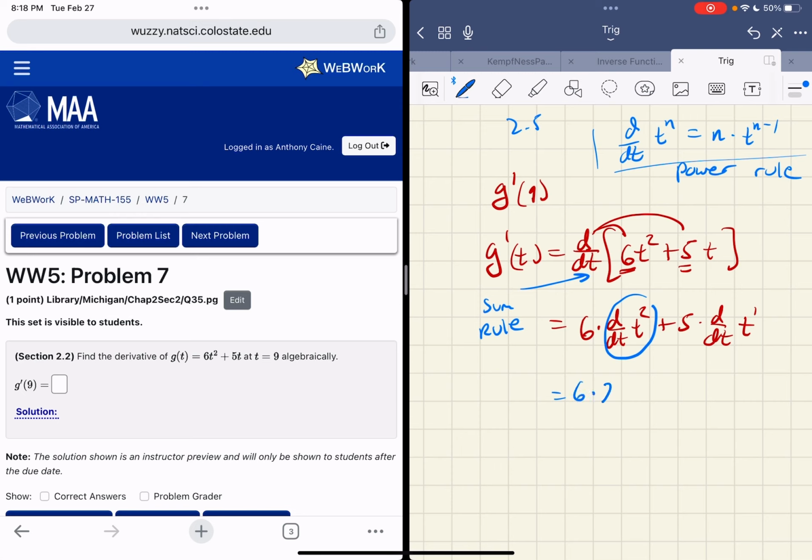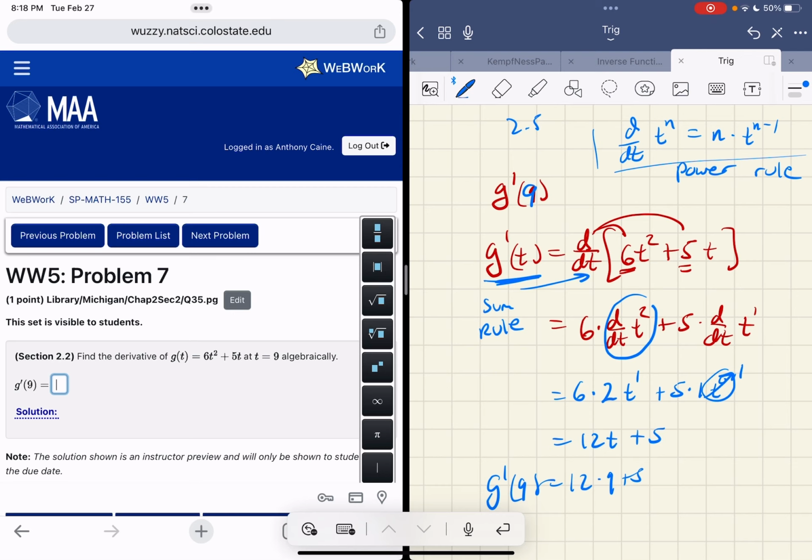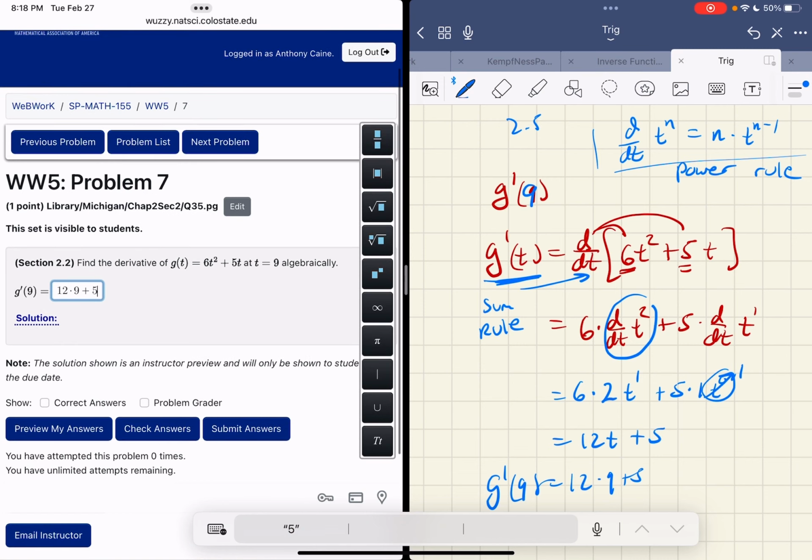And so we have 6 times 2 t to the 1, right? It'd be 2 t to the 1 because n was 2. All right, plus 5 times 1 t to the 0. T to the 0, that's just 1. So in fact, we have 12t plus 5. So that's what we should get. Sorry, that's g prime of t. So what's g prime at 9? Well, we should plug 9 in there, right? So g prime at 9 is 12 times 9 plus 5. Cool. So I'm going to go ahead and enter that really quickly. This is not how the problem wanted you to solve it, but it is the solution.